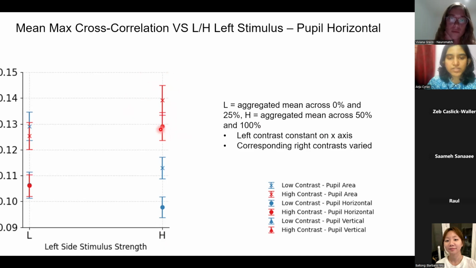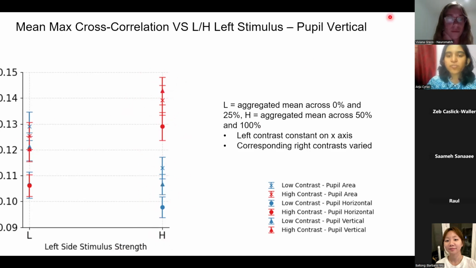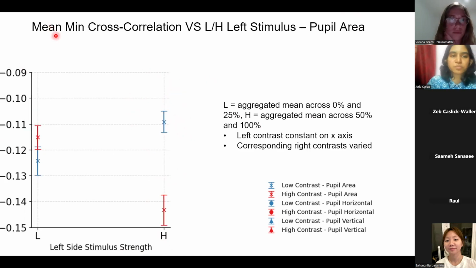Similarly, the circle is now the pupil horizontal, and across was the pupil area. Again, when the left side stimulus is high and the right side stimulus is also high, the correlation is higher than when the right side stimulus is low. Again, for pupil, we plotted all the three pupil metrics: pupil vertical, pupil horizontal, and pupil area. We could again see the same trend. Similarly, we did it for minimum cross correlation as well.